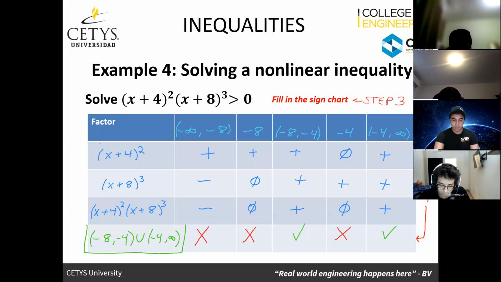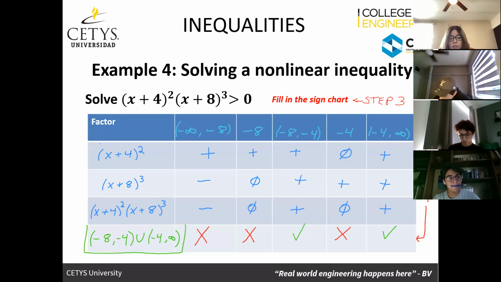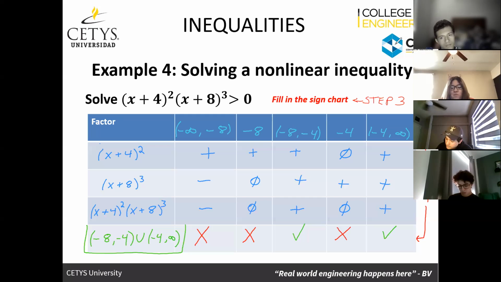So regardless of if it's elevated to the 2, 3, 5, 7, whatever, in x plus 4, -4 is going to make it 0. In x plus 8, -8 is going to make it 0. So those are the values we're looking for, the roots. So it really doesn't matter the power it's elevated to. Okay. Did that answer the question, Juan? Yes, teacher. Thank you. Perfect. Okay. Aimee, please go ahead.